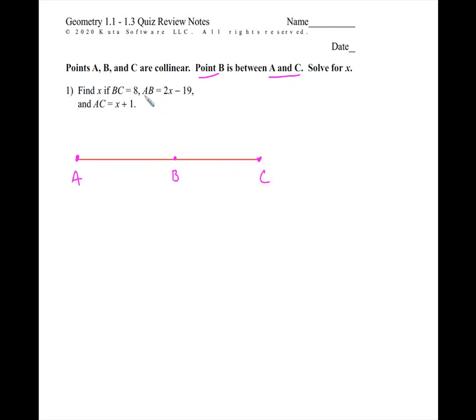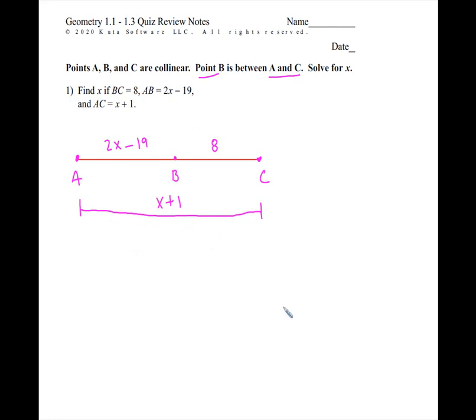right? And now they give us information that we're going to label on the diagram. BC is 8, so we know this length here is 8. AB we know is 2x minus 19. And they're telling us AC, so this whole length here, from A all the way to C, is x plus 1.